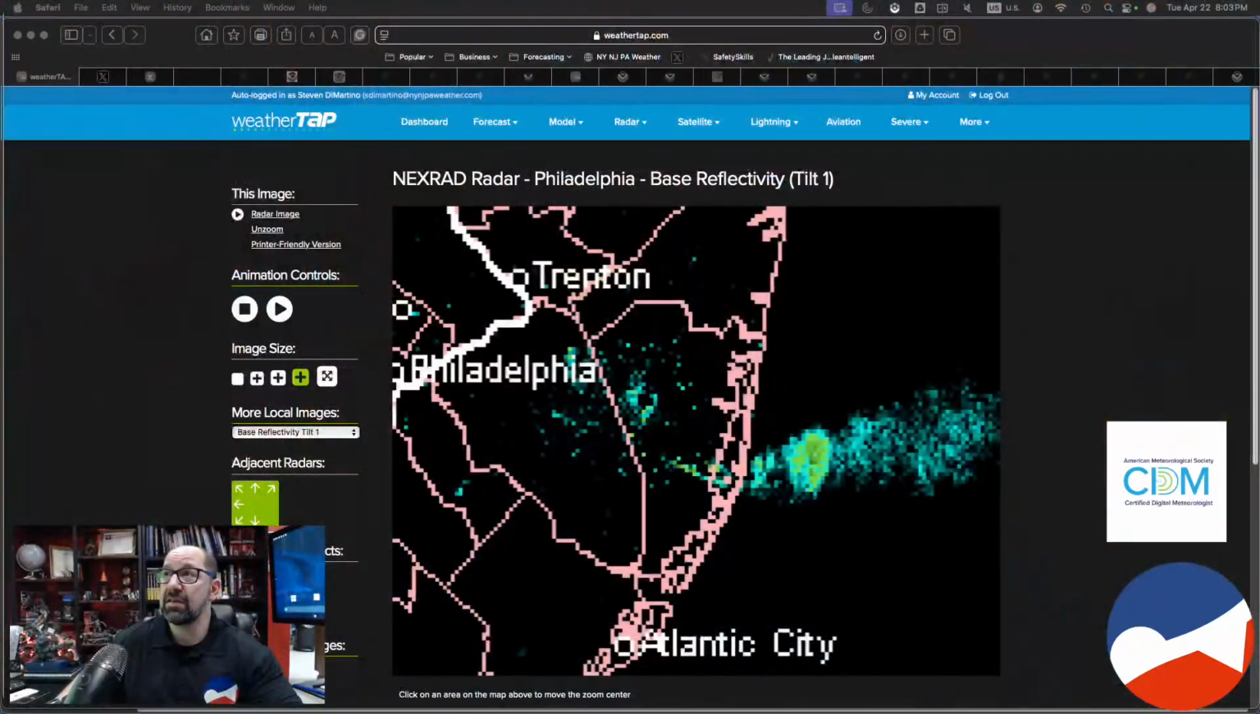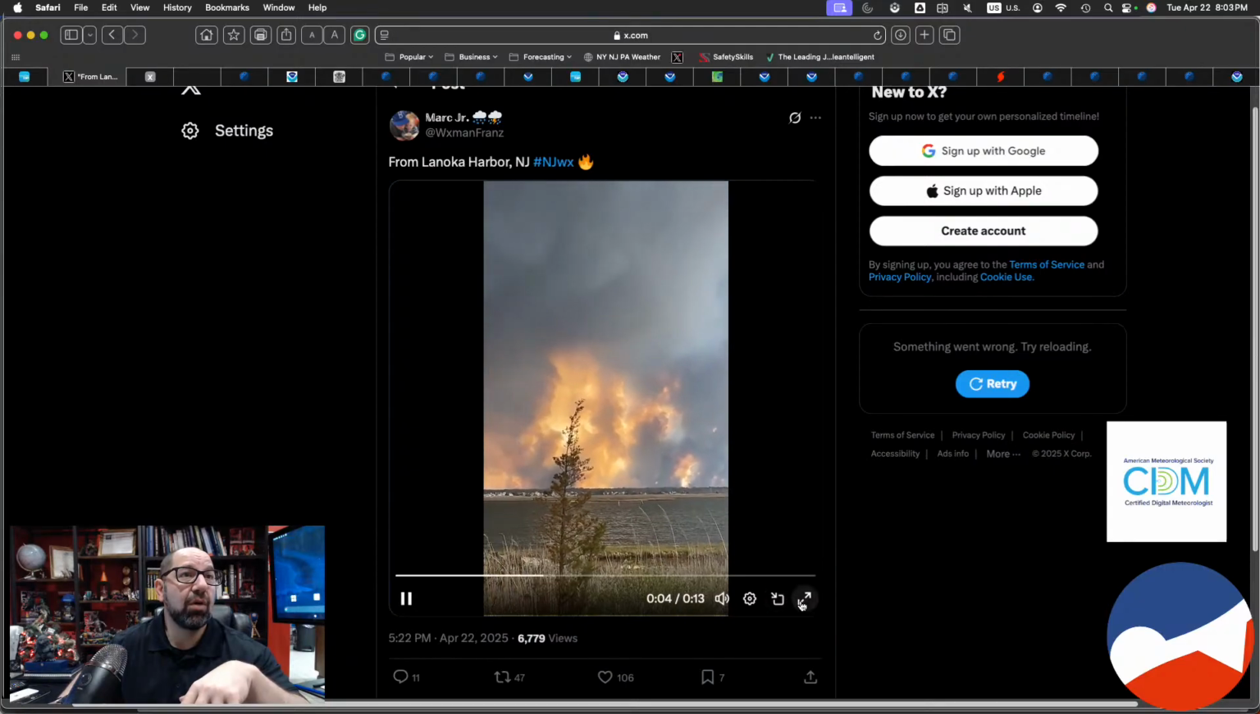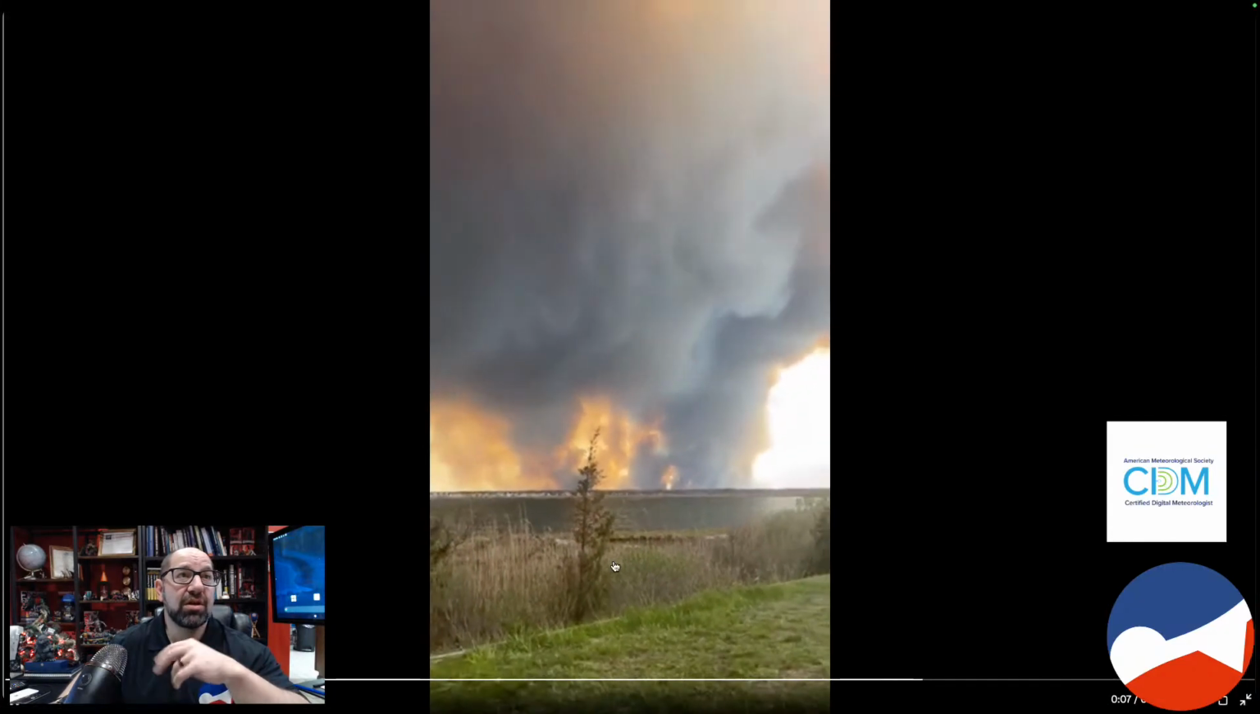Now let's take a look at the fire. I've been watching and tracking this, along with other people, the evolution here on the radar. This is not precipitation. This is smoke from this fire, and the fire has been very impressive. So I've been checking out Mark Jr., WX Man Franzi, FRANZ. A great follow, especially for Southern New Jersey observations. Does a great job. Took this video earlier. We'll zoom in. Just an impressive fire.